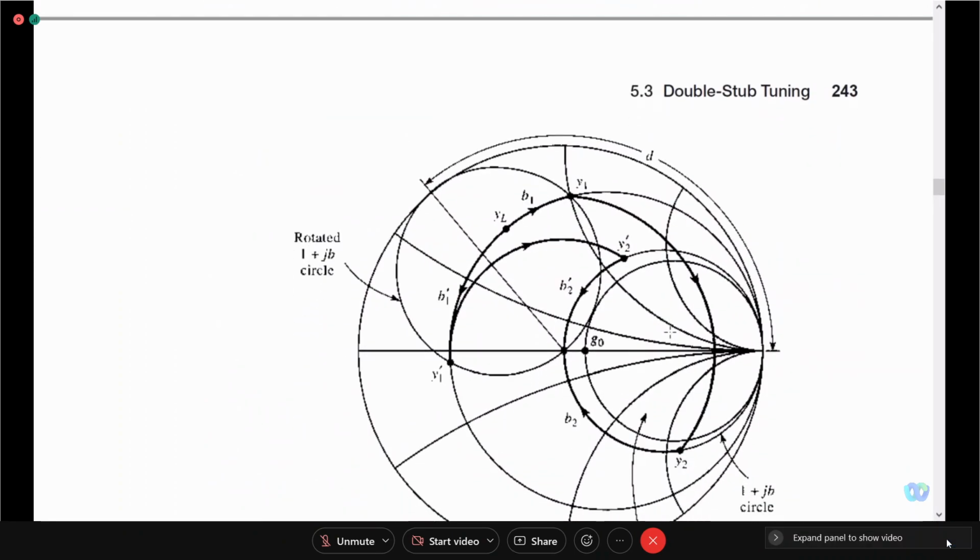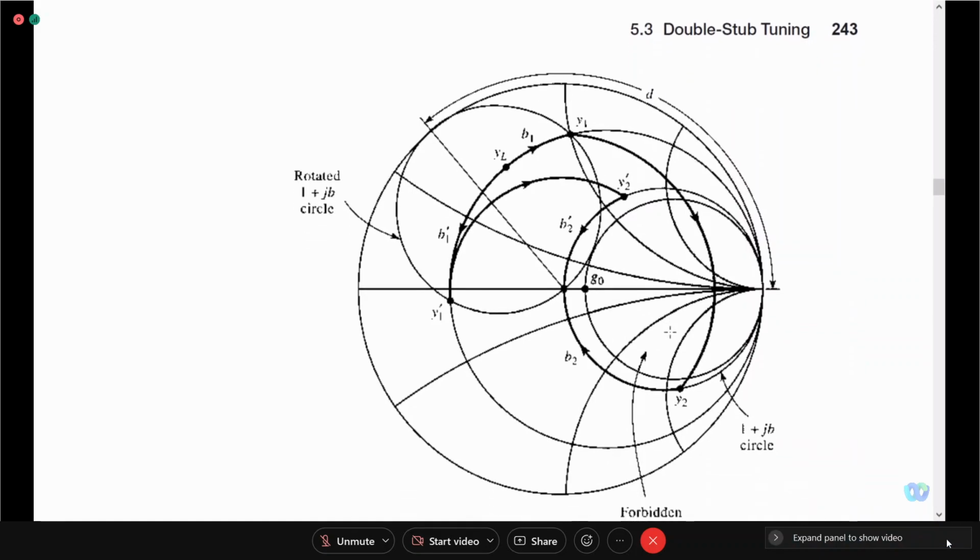So basically, we are using the Smith chart as an admittance chart. YL admittance should be matched with the Y naught. So what is the distance between the two stubs? That is D. So D distance.